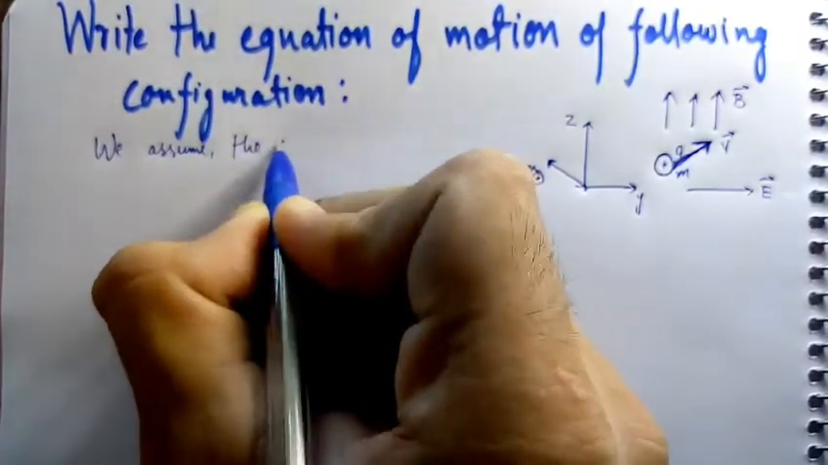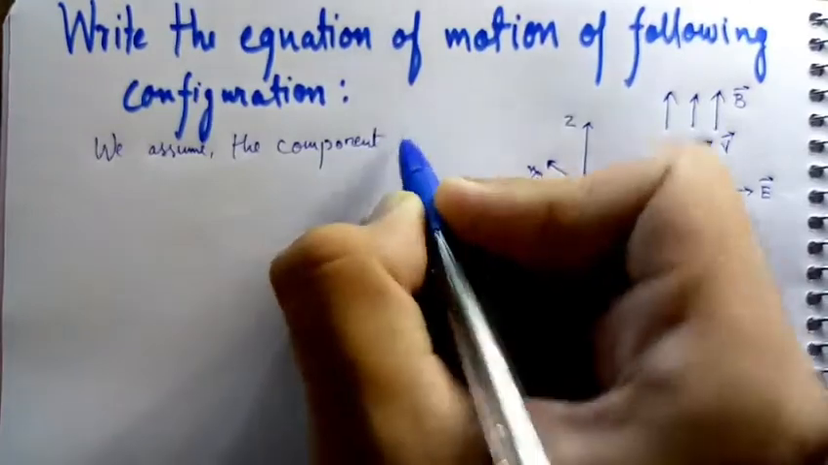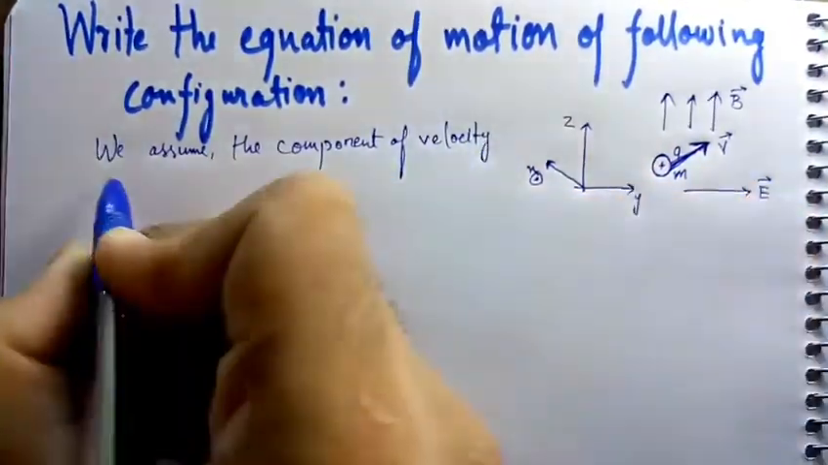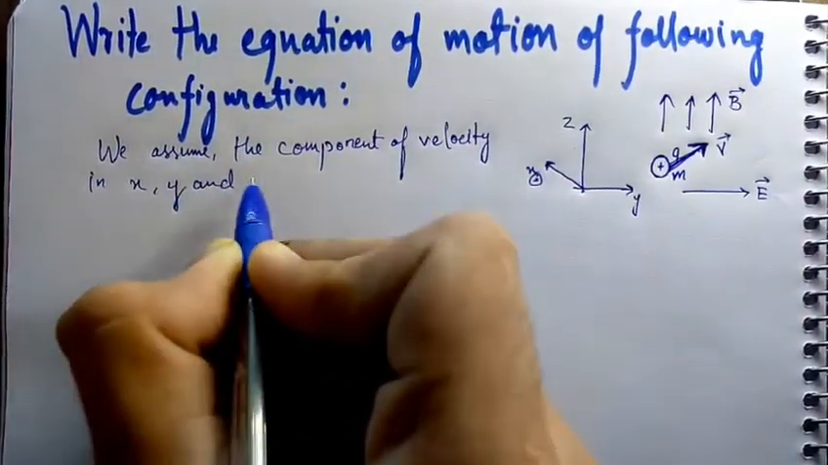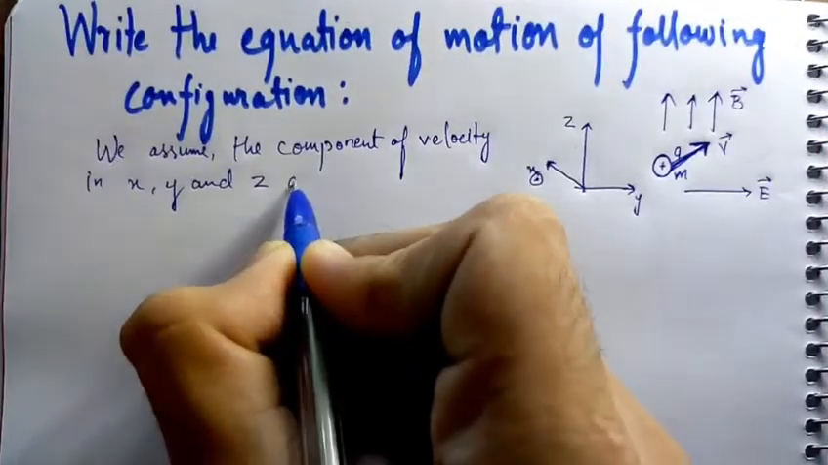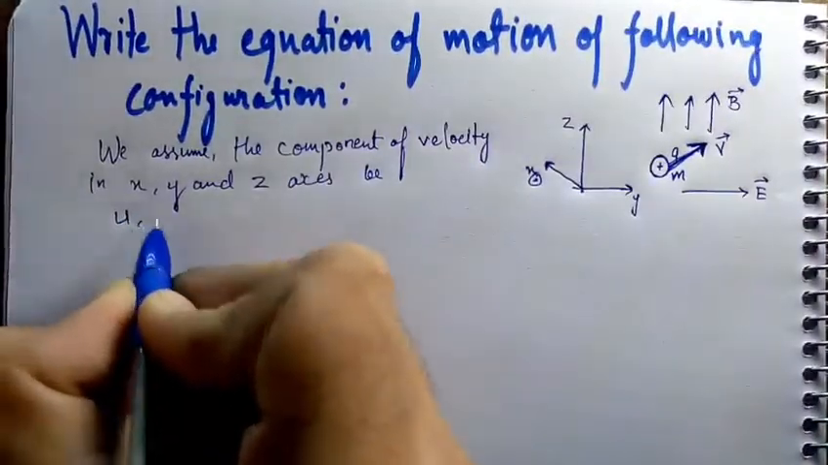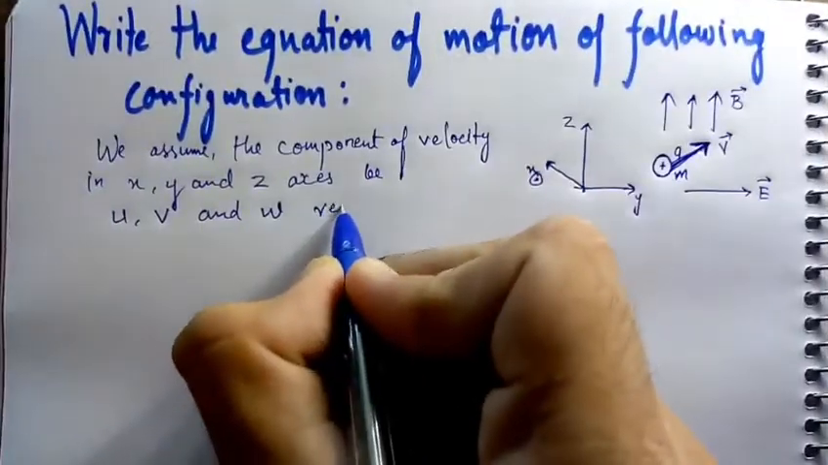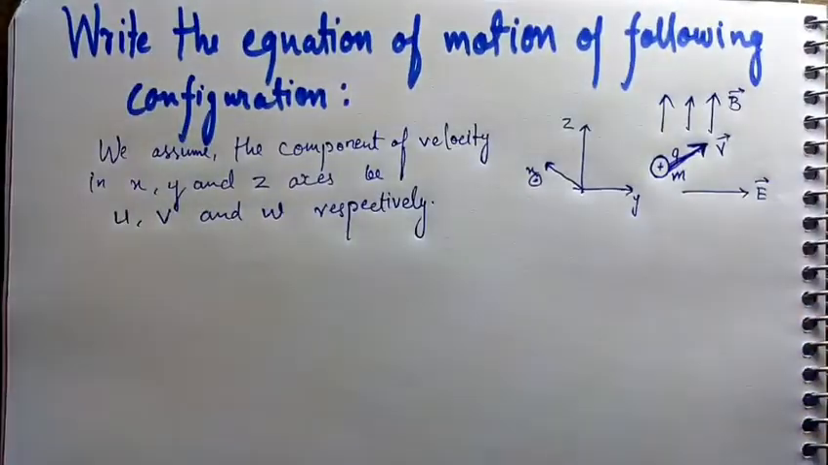Okay, so we assume the components of velocity in the x, y, and z axes be u, v, and w respectively.